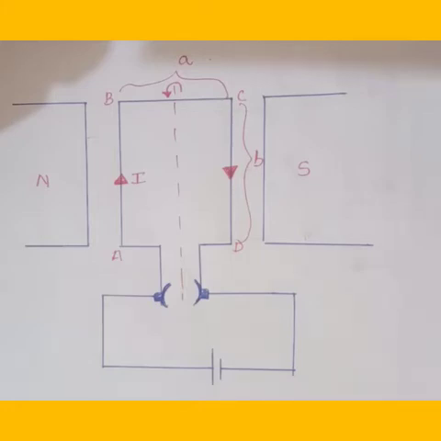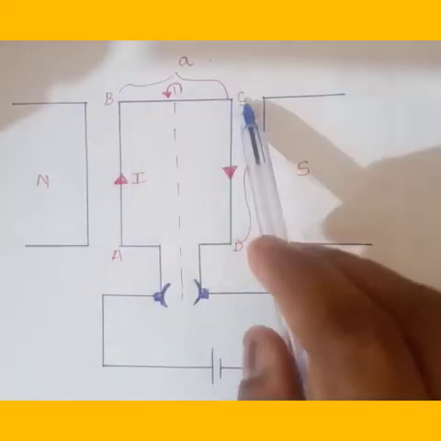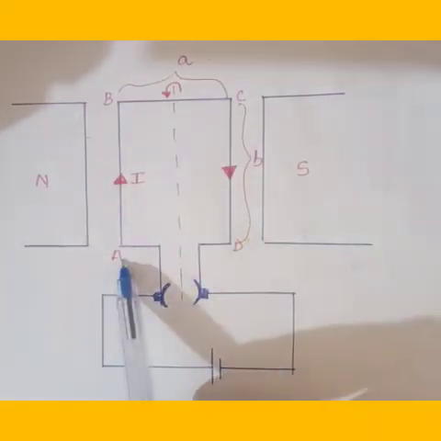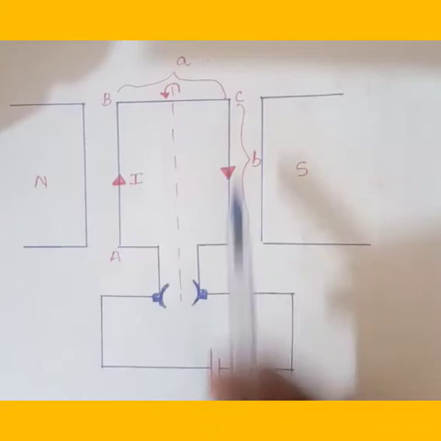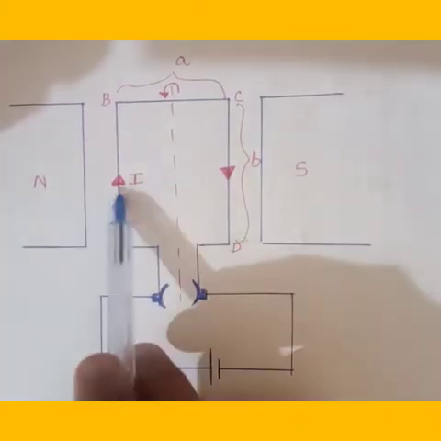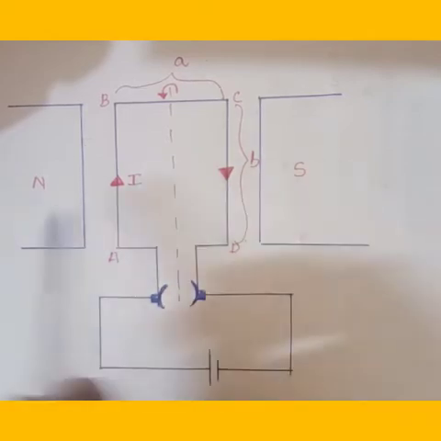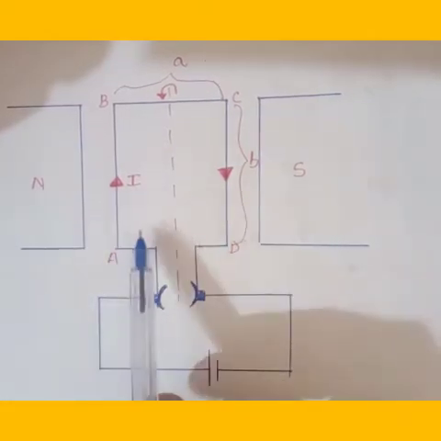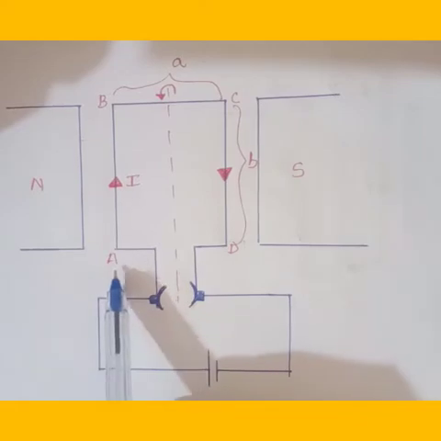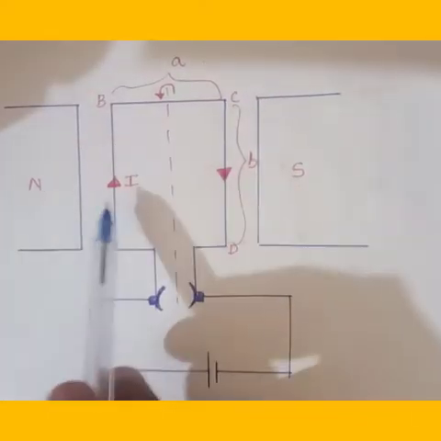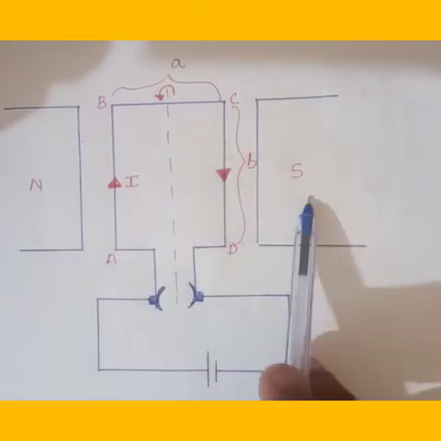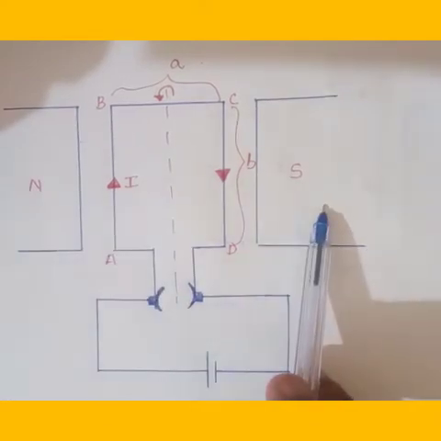So first we have to consider a rectangular coil ABCD carrying current I, and it is placed in a uniform magnetic field. First you see this picture. Here we consider a rectangular coil ABCD carrying current I placed in a uniform magnetic field.